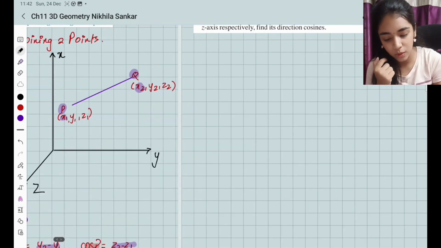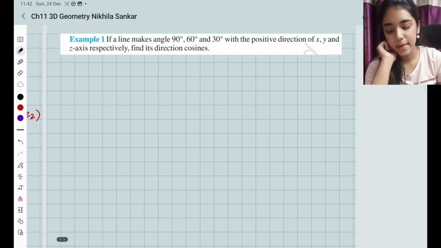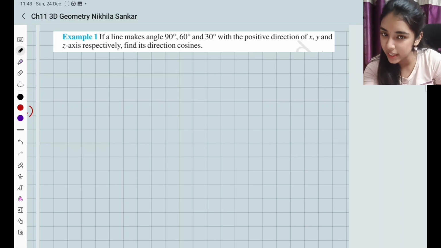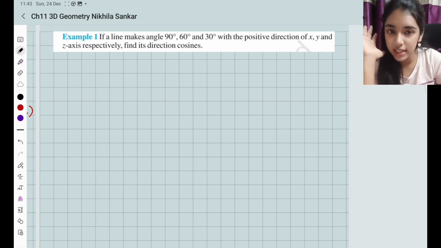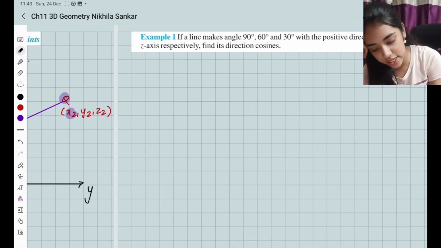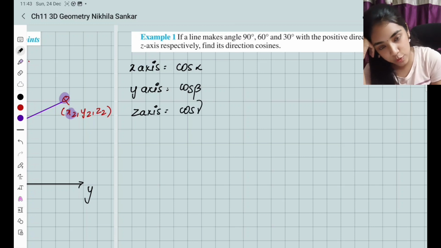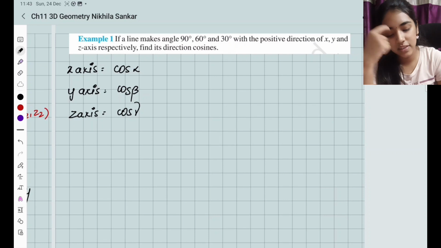Okay, now let us solve questions. Example 1. If a line makes an angle of 90 degree, 60 degree, 30 degree with the positive direction of x, y, z respectively, find the direction cosine. Angle என்னன்னு கொடுத்துட்டா direction cosine என்னன்னு கேக்குறான். Direction cosine என்ன தெரியும்? X axis it is going to be cos alpha, y axis it is going to be cos beta and z axis it is going to be cos gamma. இது வரைக்கும் புரிஞ்சுதா?